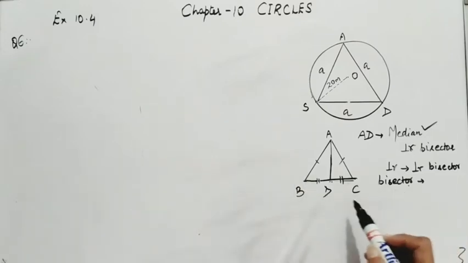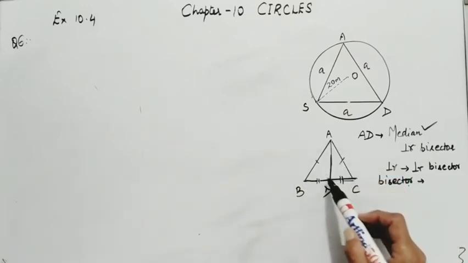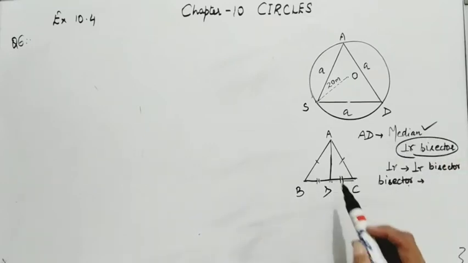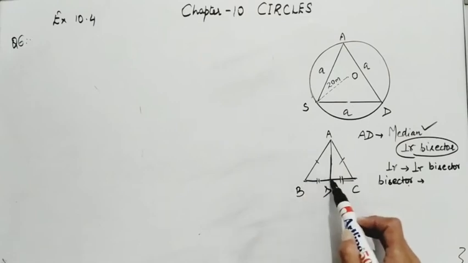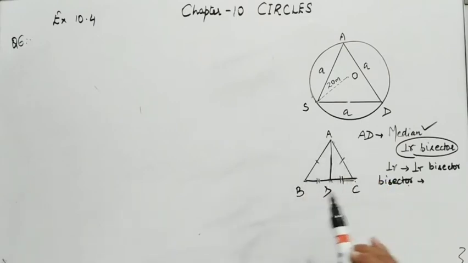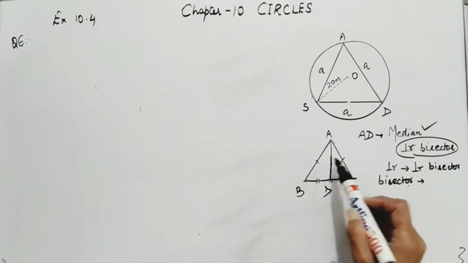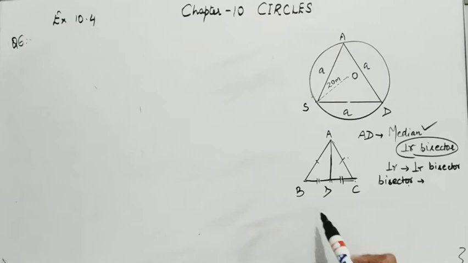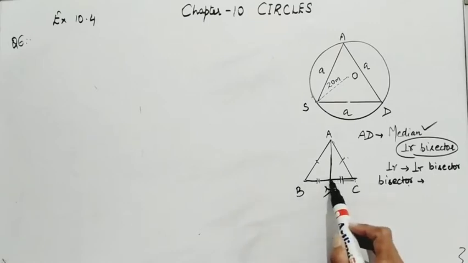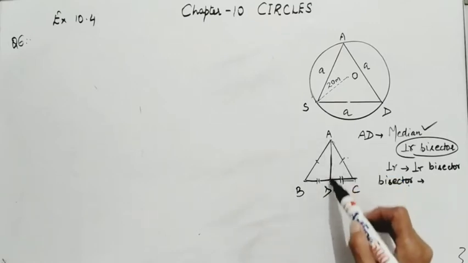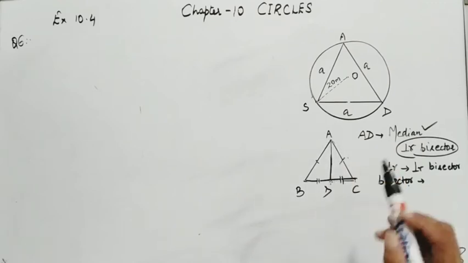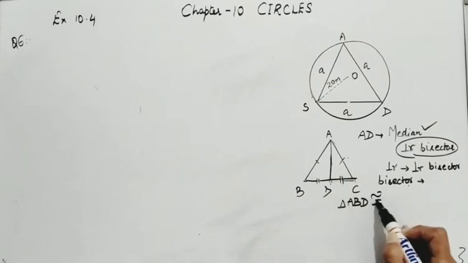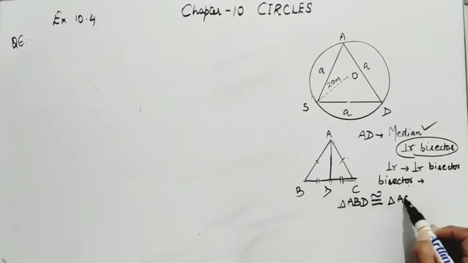Now let us understand how a median in an equilateral triangle would actually become a perpendicular bisector. Triangle ABD and triangle ACD are congruent. How? AB is equal to AC, it's given since they are sides of an equilateral triangle. BD is equal to CD because AD is a median, and AD equals AD. That proves triangle ABD is congruent to triangle ACD.